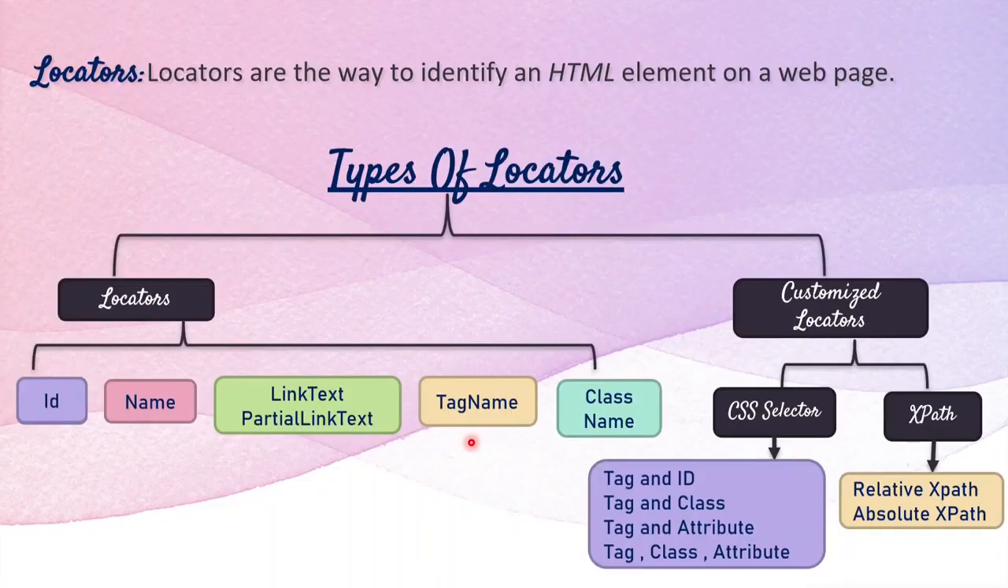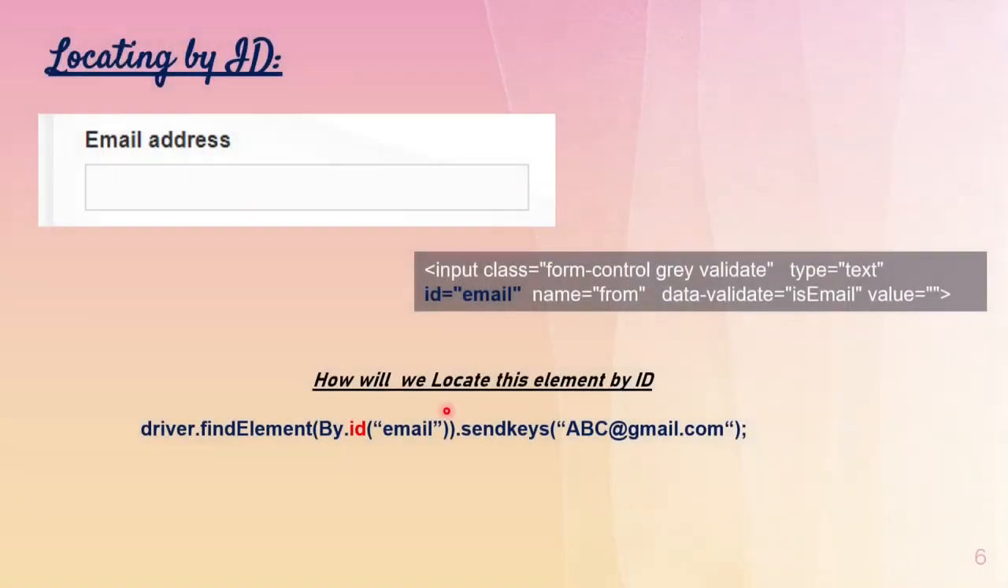The next locator that we have is the tag name. Tag name is used to find multiple elements on the web page. Let me tell you what a tag name is. Here you can see this input, this is your tag name, and the attributes are type, name, and ID.